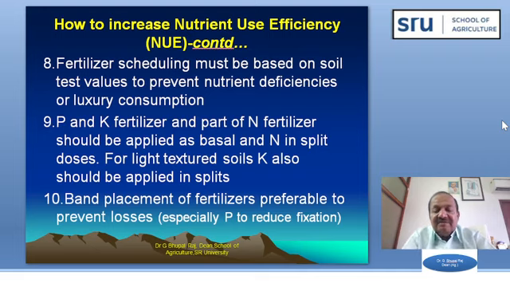Band placement of fertilizers is preferable to prevent losses. When we broadcast and just cover, the nutrient loss will be more. If you place the fertilizer below the soil surface and cover it with soil, that is placement, and it reduces the nutrient loss.